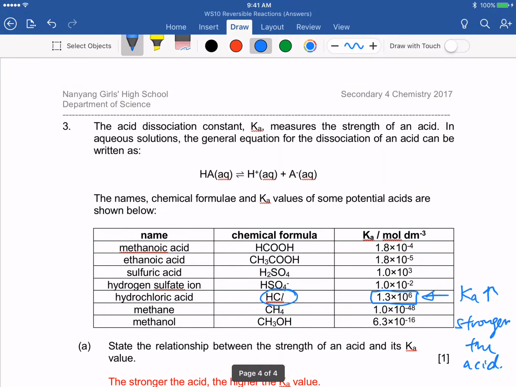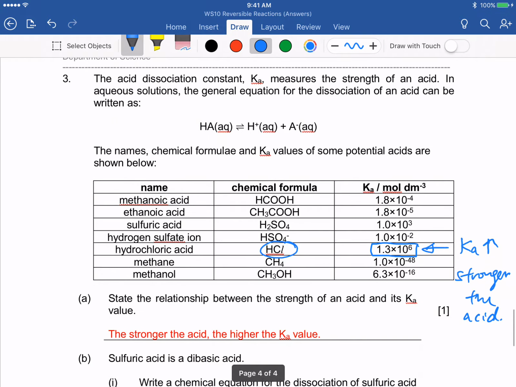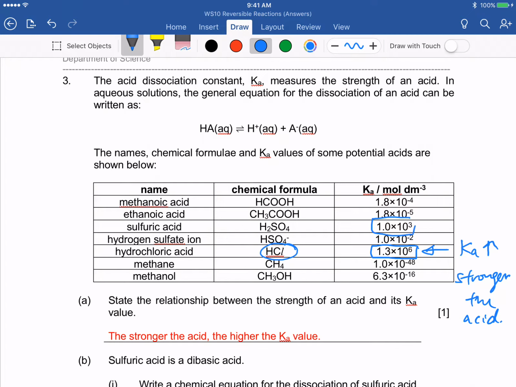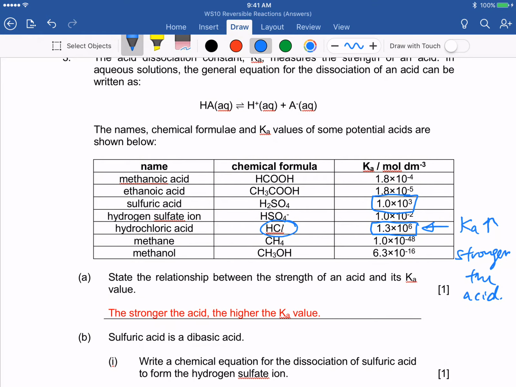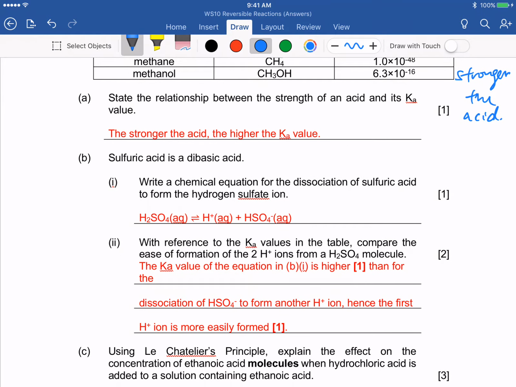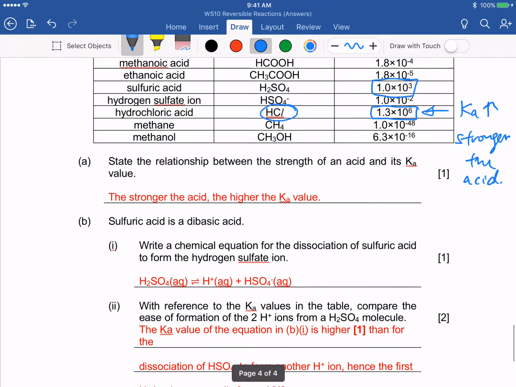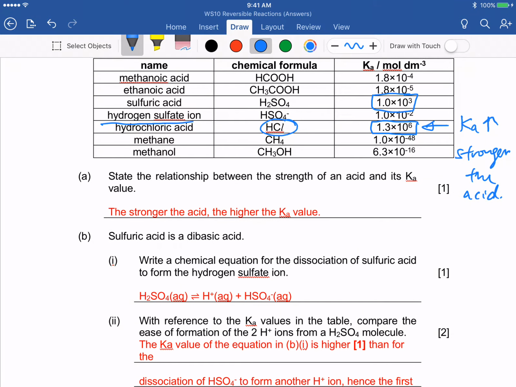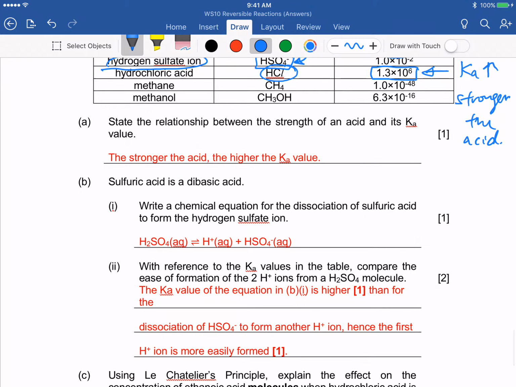Sulfuric acid is a dibasic acid. You can also see that sulfuric acid has a quite high Ka as compared to the rest. Write a chemical equation for the dissociation of sulfuric acid to form the hydrogen sulfate ion. So what is the hydrogen sulfate ion? It is HSO4 minus. So you must come from this to become this. It's quite simple. Just remove a hydrogen ion.